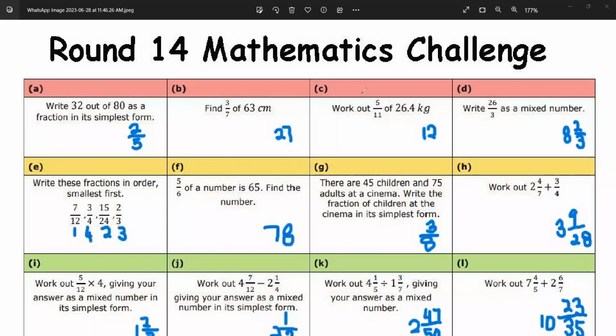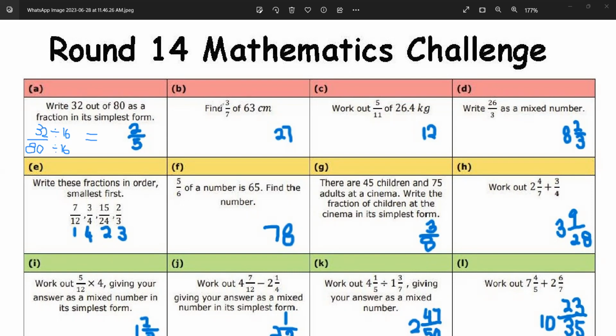Round 14 Mathematics Challenge. Question A. Write 32 out of 80 as a fraction in its simplest form. So to get the simplest form of 32 out of 80, we need to divide it. For this case, I'll divide it by 16, which will get the final answer immediately: 2 out of 5.